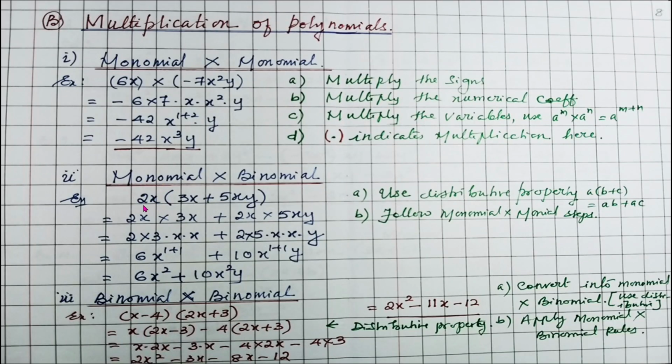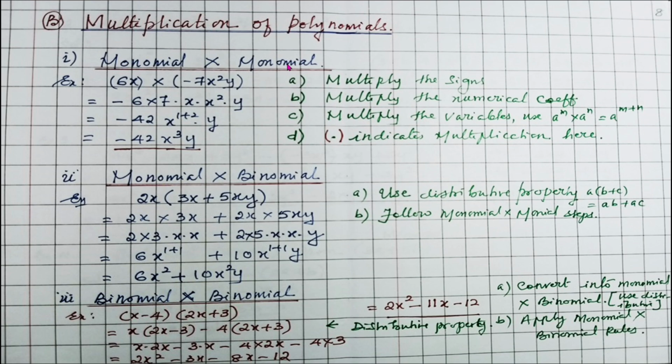We have 2x, which is a monomial, and 3x plus 5xy is a binomial, because there are two algebraic terms here. Now to carry out the multiplication, first apply the distributive property and convert this monomial into binomial into monomial into monomial. Please understand this very carefully. So this is 2x into 3x plus 2x into 5xy.